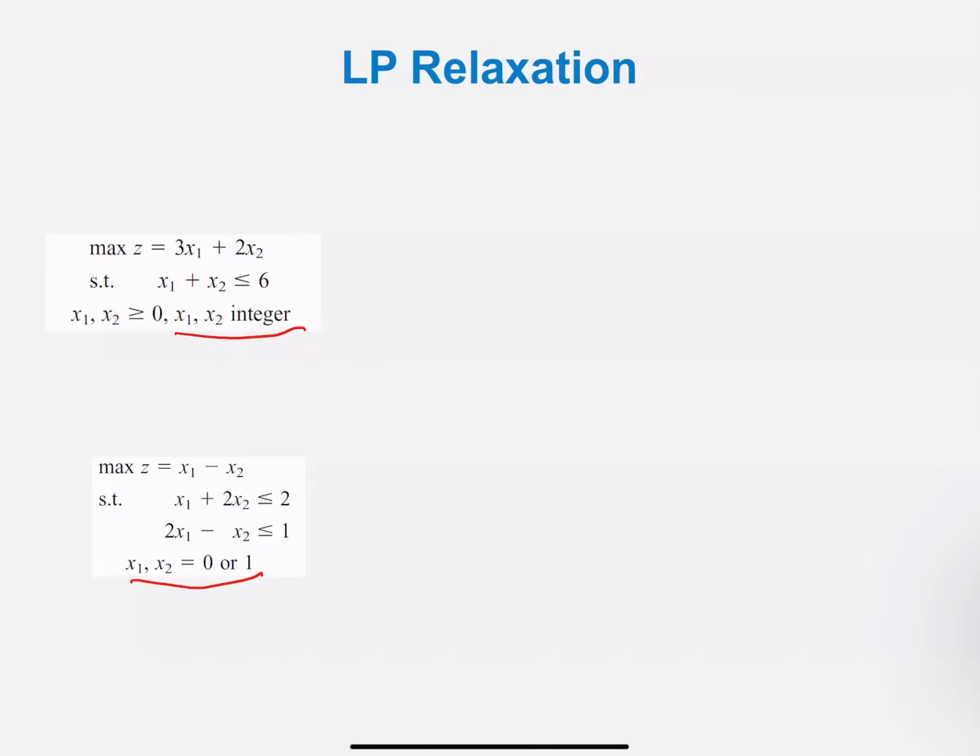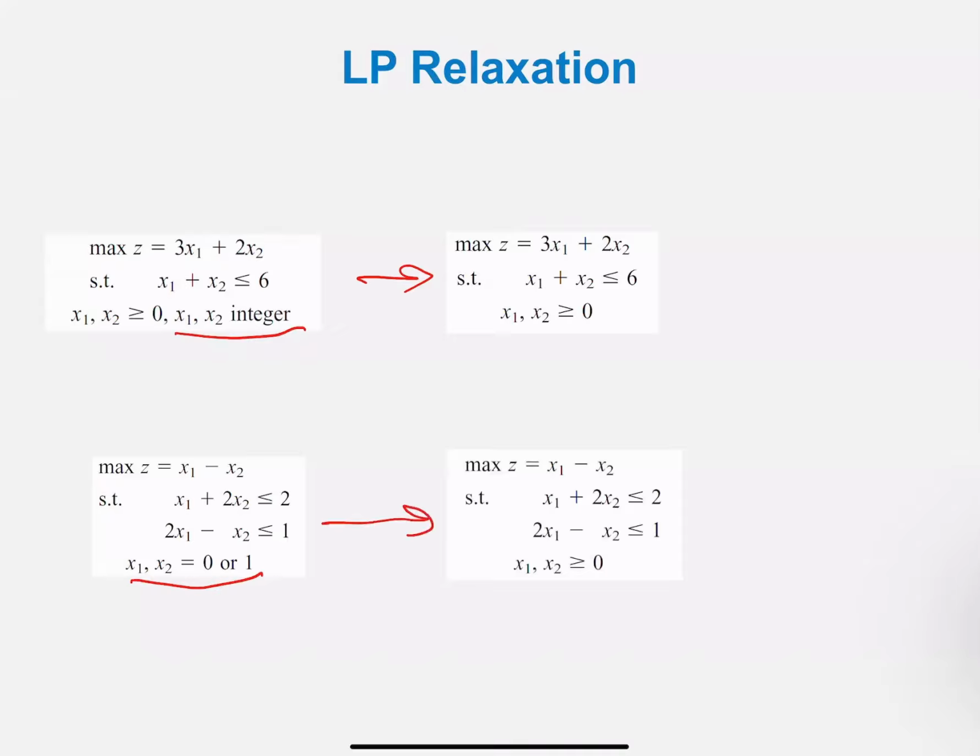So LP relaxation means that we drop that constraint, ignore that constraint. I'm going to turn this first problem into its relaxation. Everything looks the same. I just dropped the part that says x1 and x2 are integer. In the second one, I write the LP relaxation version of that IP. So this is the IP, integer programming model. This is the LP relaxation model to the right. But if I just change that, what is it that's really changing?